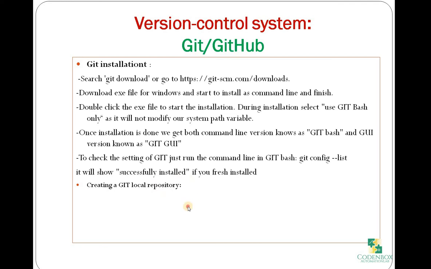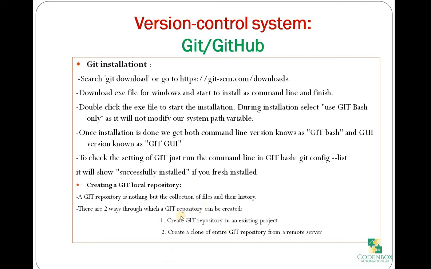So how can we create your local repository? Here is the thing. A Git repository is nothing but just a collection of files and their history. It means it will take a snapshot of all the files related to our project, whatever files you want to store in your central repository. So it will take the snapshot from your local repository, and then it will push as far as you want.